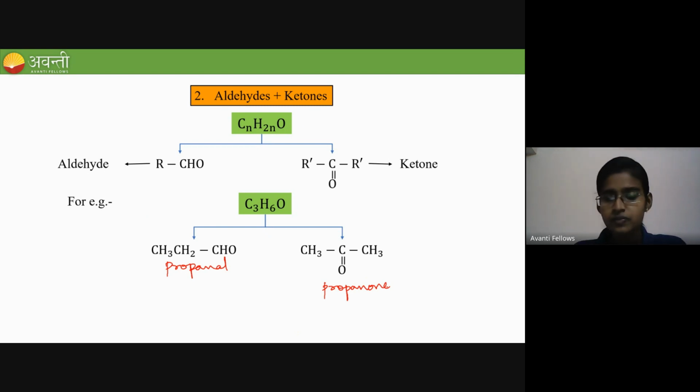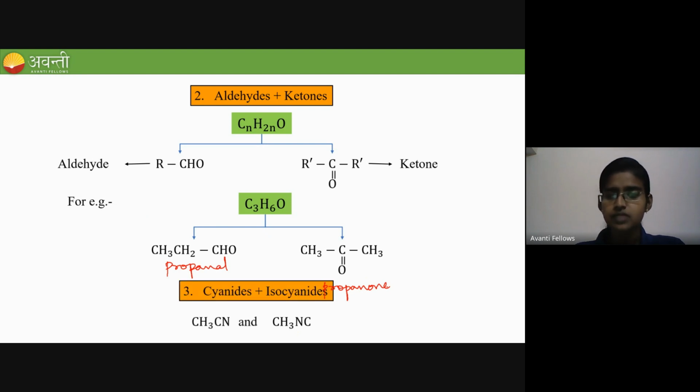Okay. Now coming to the third pair, that is cyanide and isocyanide. So CN is cyanide and NC is isocyanide, right? So methyl cyanide and methyl isocyanide. Okay. So these are the examples. You can see they possess the same formula but different structures.